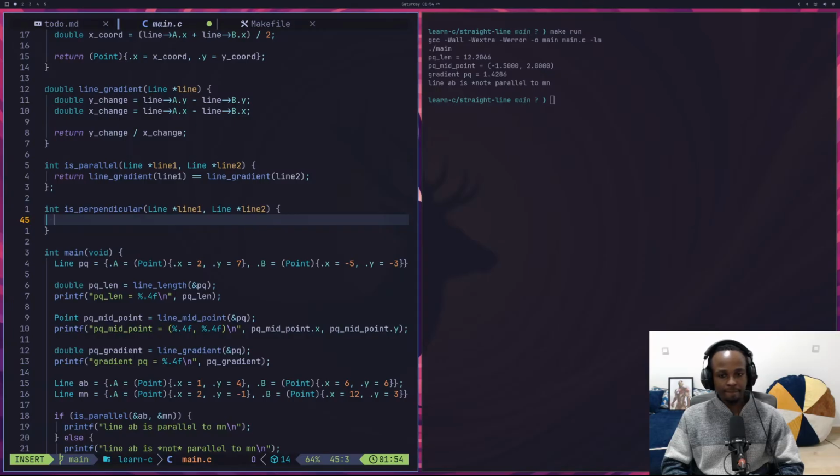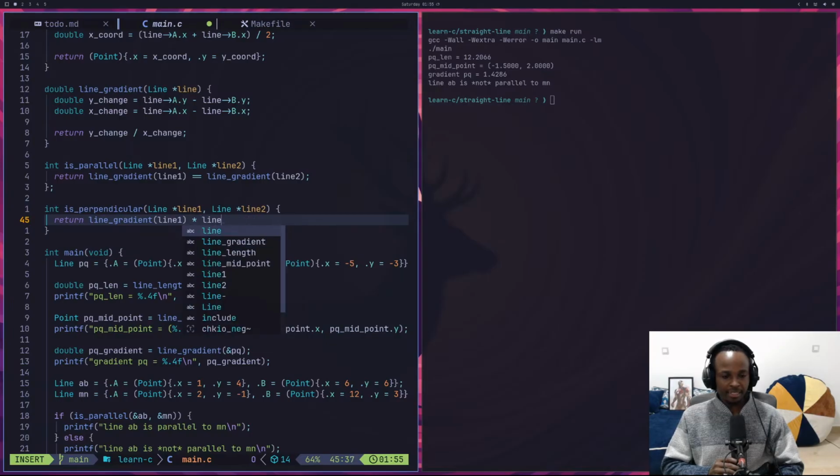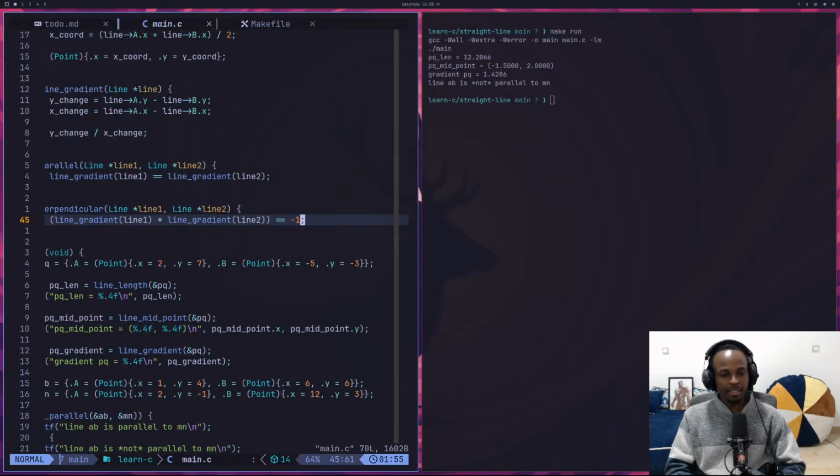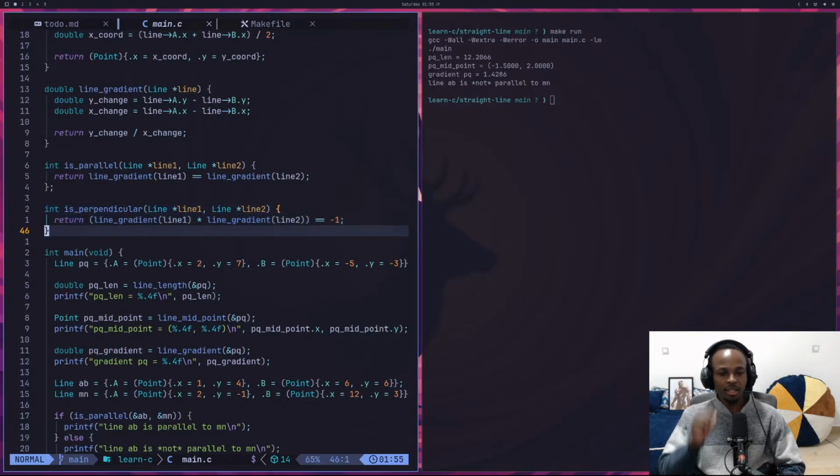So we are saying, I want you to return the line gradient of line 1 multiplied by the line gradient of line 2, and then we check whether that multiplication gives us -1. So line gradient of line 1 times gradient of line 2, and we check if it equals -1. That is how you check whether two lines are perpendicular.